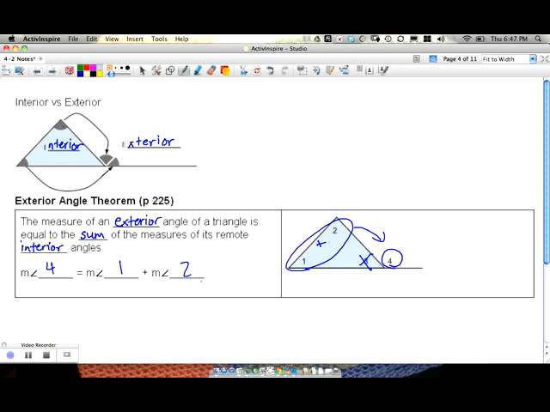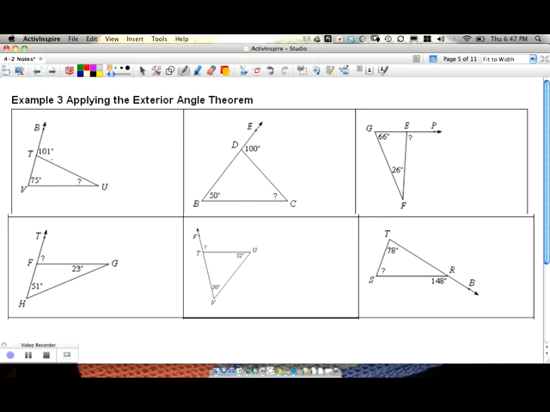Let's do the examples. So looking at this example here, I have 101 for the outside. Remember, it's the outside equals the two in plus the in. So the outside piece is 101 equals the other two added together. In this case, 75 plus the question mark. So then if I were to subtract 75 from each side, I would get 26 equals the question mark. Well, that was pretty easy. So that question mark equals 26 degrees.